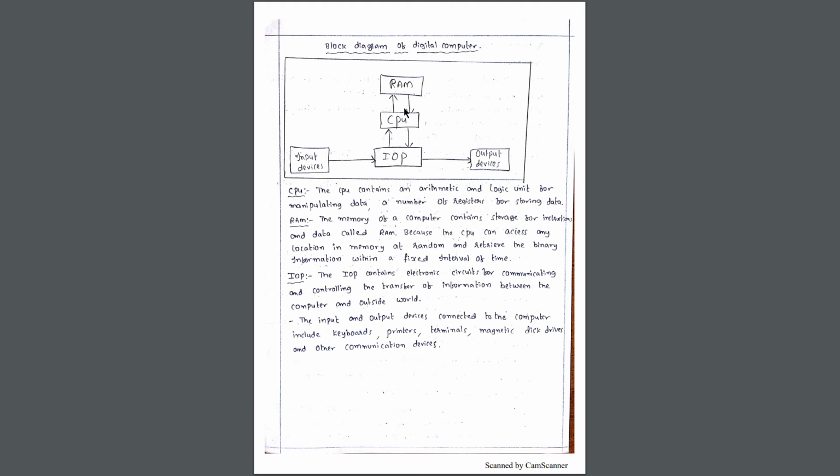So this is the block diagram for digital computers, showing how the operations will be performed. That's what has been written. The CPU is manipulating data, and a number of registers will be storing data, which is the address of the file we have required. Random access memory contains storage of instructions and data, as we all know, RAM. Because the CPU can access locations in the memory at random, it retrieves the binary information which is fixed in an interval of time.